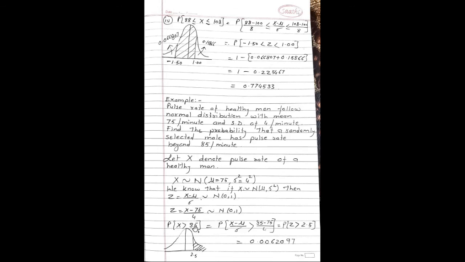Probability X greater than 85 can be written as probability X minus mu upon sigma greater than 85 minus 75 upon 4. So that is equal to probability Z greater than 2.5. So 2.50 will come on right hand side of the curve and we will have to have the right hand side portion because the Z size is greater. We want the tail part of the curve. So see the value of 2.5 in the 0 column. We are getting the answer directly as 0.00062097.